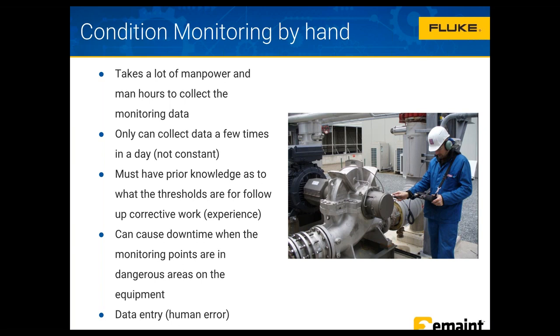You need to have things fail in order to actually know when and where to start doing predictive or preventative maintenance. This can also cause downtime when the monitoring points are in dangerous areas on the equipment, such as having to shut down a production line in order to get the measurements that you need, which can cost money and also isn't very productive. Also, you're dealing with data entry done by humans. That creates a lot of chances for human error. Maybe a decimal point should be somewhere else, or there shouldn't be a zero there, et cetera. So while monitoring by hand is a good starting point, it's not necessarily foolproof.